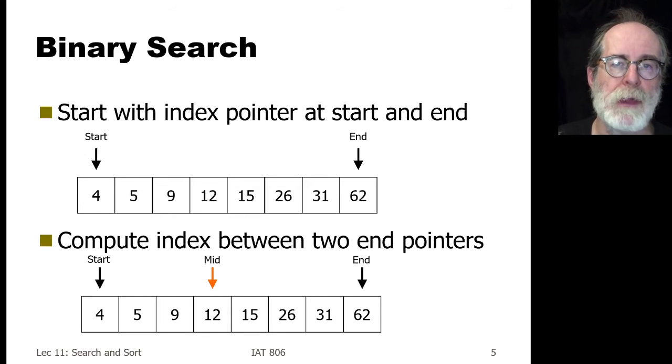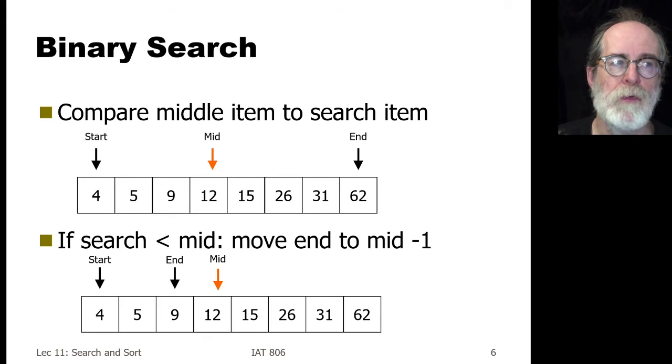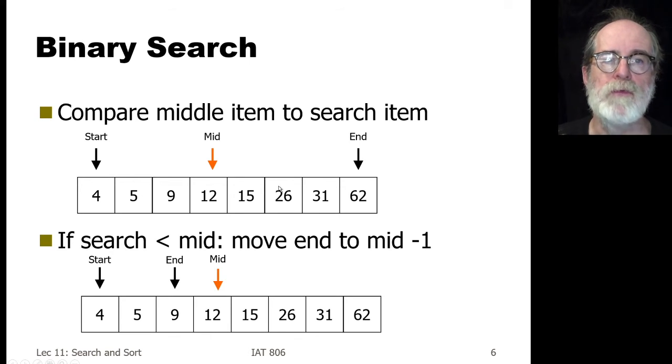And you can probably guess about what happens next. You compare that middle item to the search item, and if the thing you're looking for is less than the middle item, you change the end pointer to point at the item before mid, because you've already eliminated mid and everything above it from further investigation.